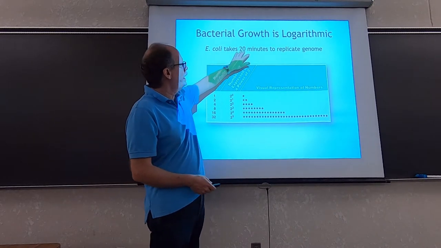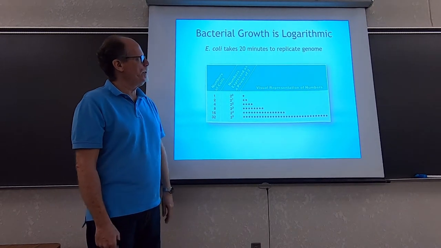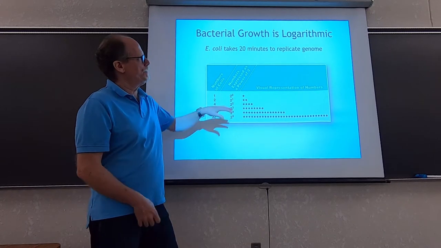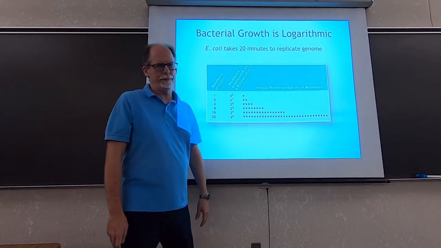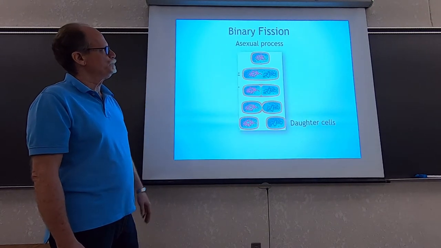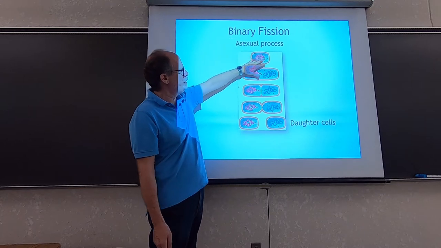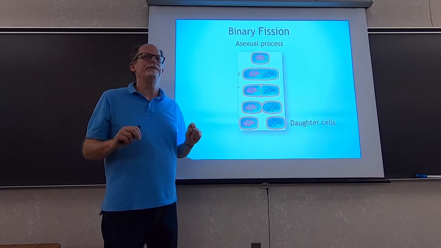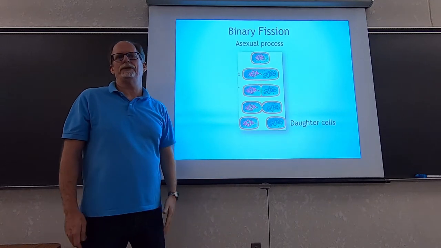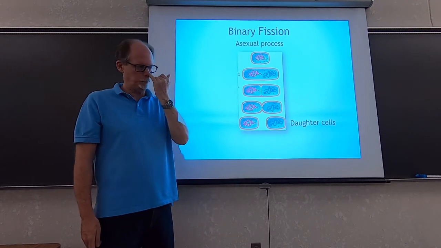So it takes E. coli approximately 20 minutes before it can divide into two bacteria. And that's because it has to replicate all of its DNA. We talked about DNA replication. So they use what's called binary fission to reproduce. And their reproduction is an asexual process as well. Okay.